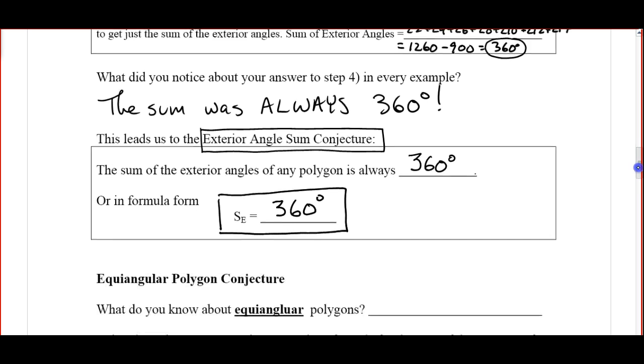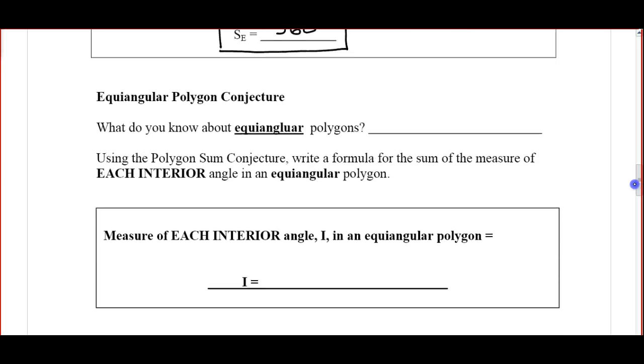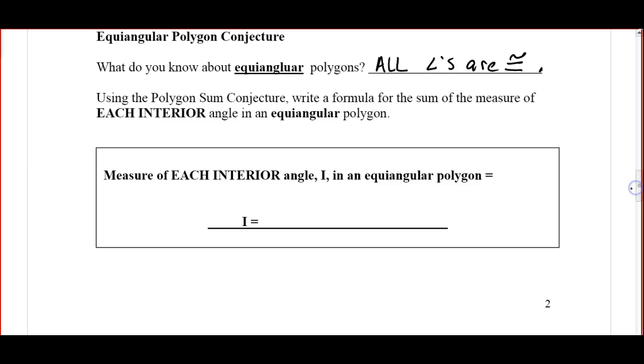Okay, so we want to look at some equiangular polygon conjectures. And what do you know about equiangular polygons? Well, the nice thing about an equiangular polygon is that all angles are congruent. So if we know what all the angles add up to, because we have a formula for the sum of the interior angles, and we have a formula for the sum of the exterior angles, if we know that they're all the same, we can just divide the sum by how many there are, and that will tell us what each one is.